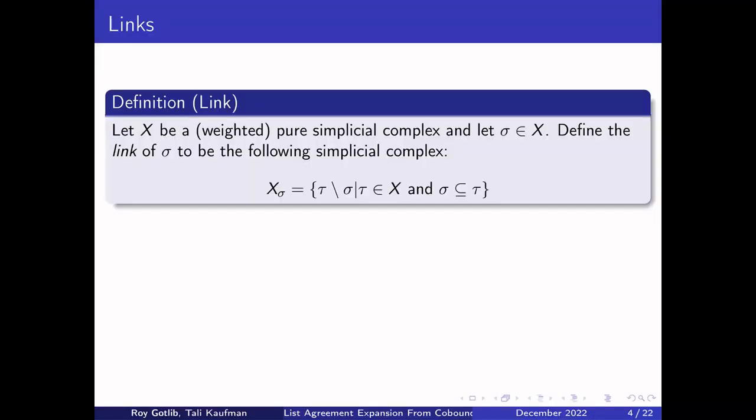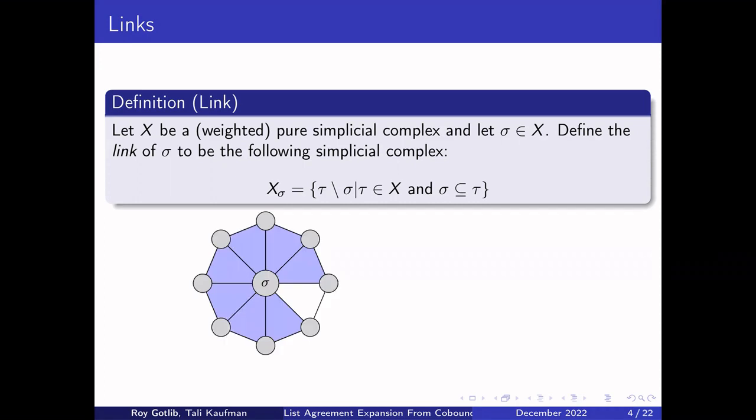Another structure of interest within simplicial complexes are links of faces. Links can be thought of as the faces that a certain face can see. So for example, if we consider this simplicial complex and this face, then its link is going to be this graph, which essentially consists of all the edges it can see through triangles. Formally, the link of a face is all of the faces that contain it, while excluding the face itself.